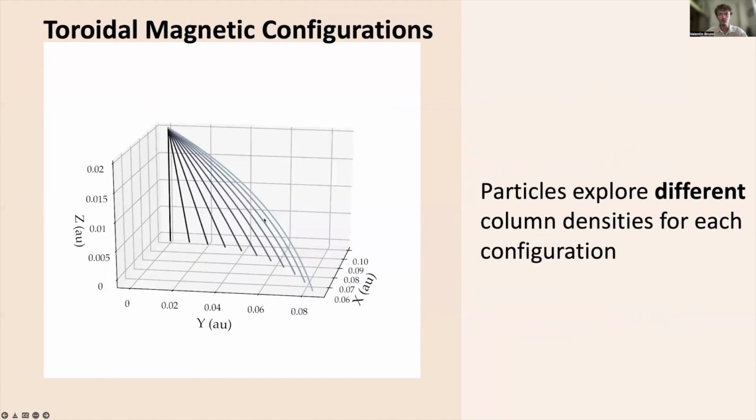We also want to consider a toroidal component of the magnetic field. For each of these magnetic configurations, we expect the ionization to be different since particles explore different column densities. The magnetic field has an influence on the trajectory of the particles, but also on the particle acceleration efficiency of the reconnection event.